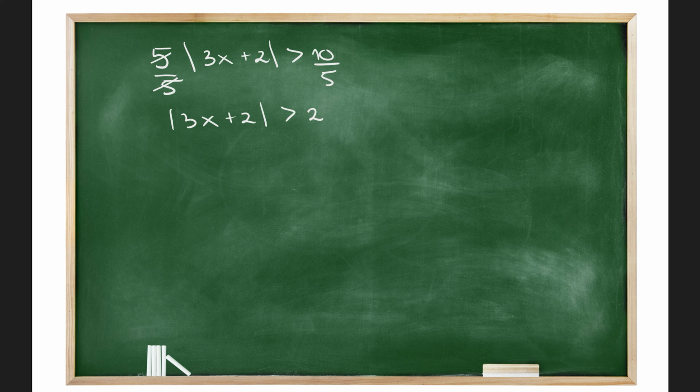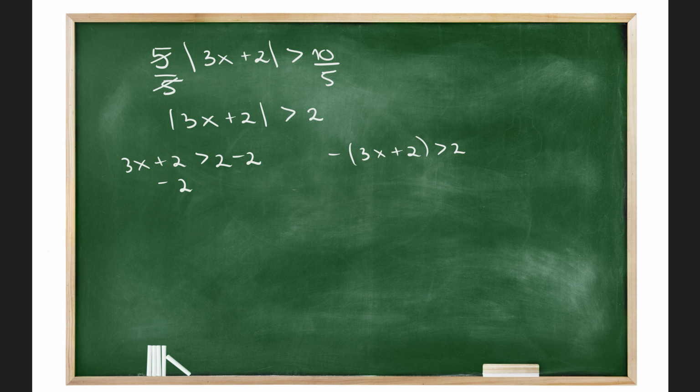Now, if you remember, absolute value is always positive, which means that whatever is inside of the absolute value symbols can be both positive and negative. And for that reason, we must divide this absolute value inequality into two inequalities. The first one with positive 3x plus 2 being greater than 2, and the second one with negative 3x plus 2 being greater than 2.